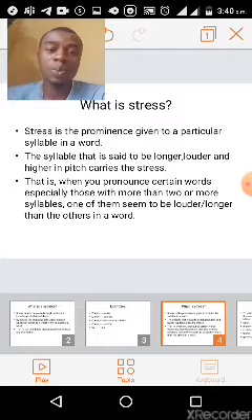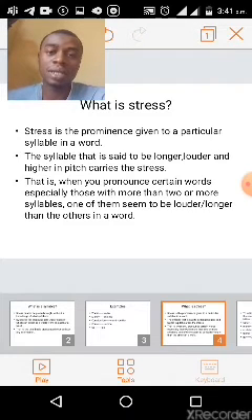When you pronounce certain words, especially those with two or more syllables, one of them seems to be louder and longer than the others in the word. That is, when you pronounce certain words, you notice that sometimes your voice goes up and sometimes it comes down. When you pronounce a particular syllable in a word, your voice seems to be louder, or to go up, as if you are stressing that particular syllable. That syllable that is being stressed, that your attention is on, which is louder and longer in pitch than the other ones, is said to carry the stress.